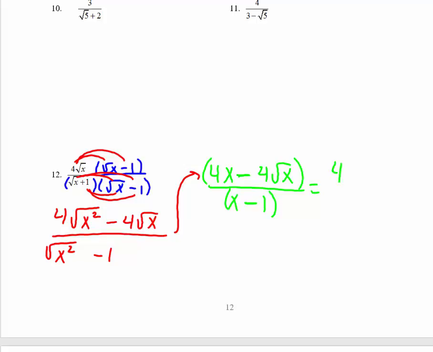So our final answer is, if you want to factor out the 4, you get 4 parentheses x minus the square root of x all over x minus 1. You don't need the parentheses, they're understood to be there in the denominator, but if you factor out the 4, you definitely would need the parentheses in the numerator.